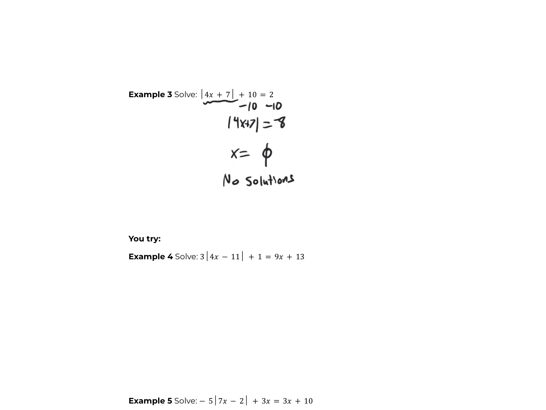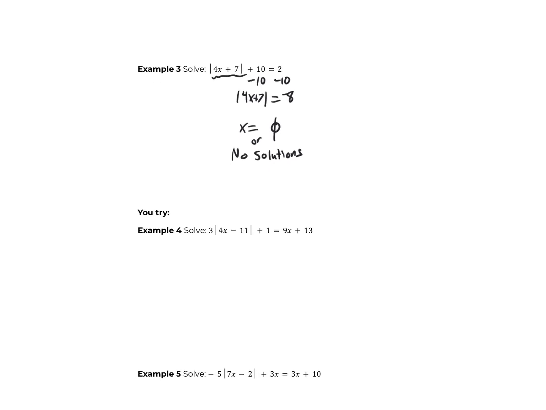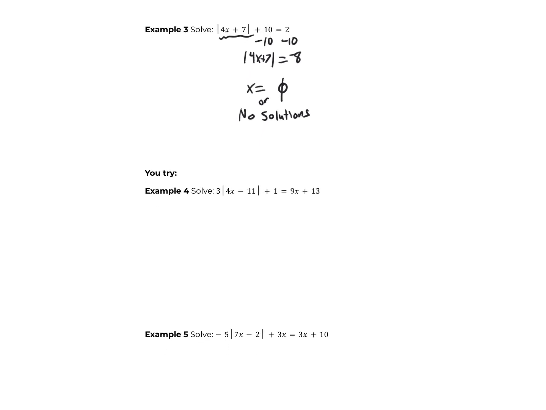All right, so you could say it either way. You could say x equals the empty set, which is a 0 with a line through it like that, or you could say no solutions. Either way is acceptable. You just have to write one or the other. Don't say x equals 0. It's not 0. It's the empty set, which means that there's nothing that can make it true.